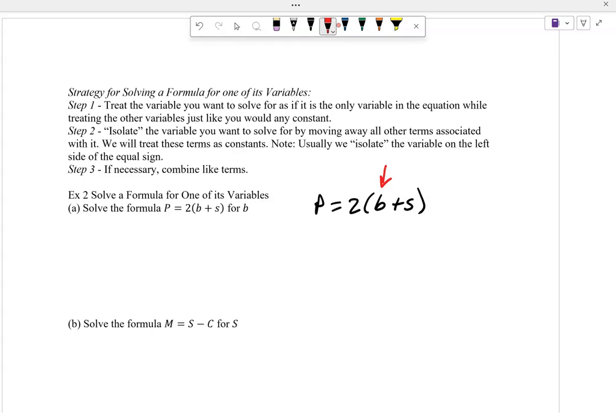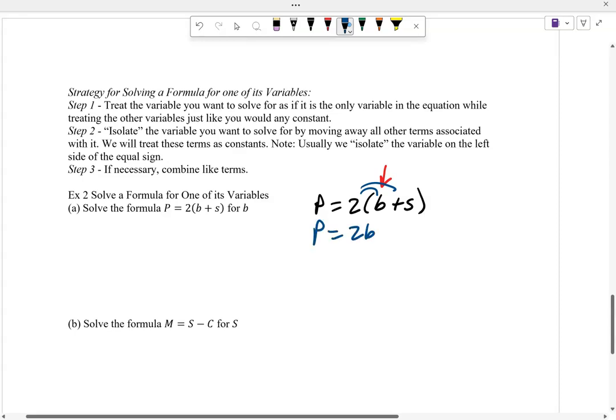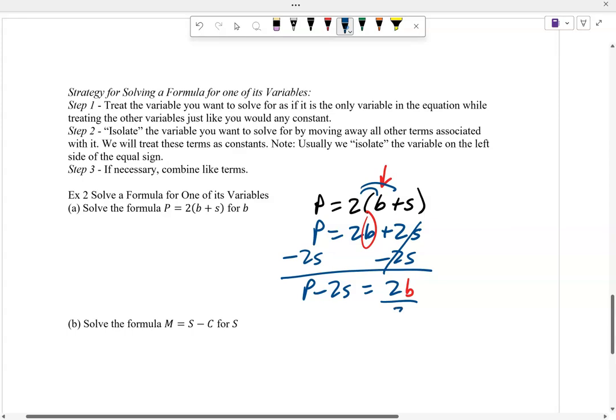So let's go ahead and distribute that. Now, again, we're solving for this b right there. So we're going to isolate that. Let's subtract the 2s, let's get rid of this 2s right there. So I got p minus 2s equals 2b. Remember, we're solving for b. So now we've got to get rid of the 2 right there, so I can divide it all out. So I got b equals p minus 2s all over 2.